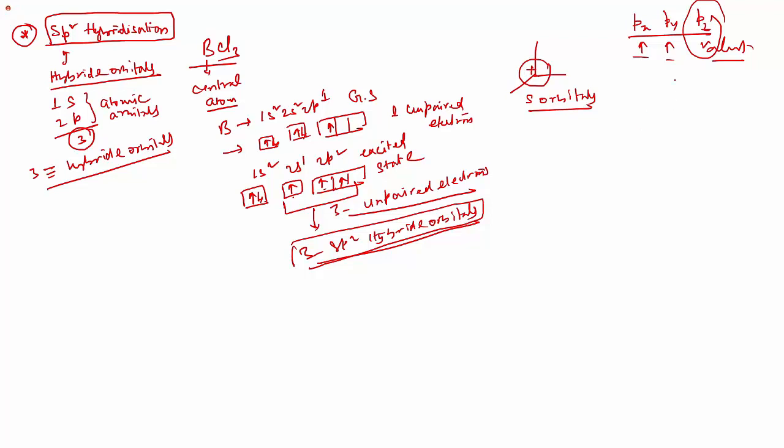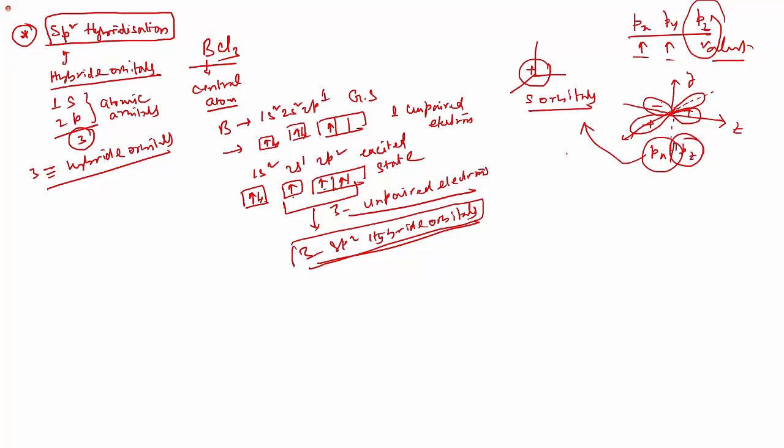So what is happening here? This is the z orbital, suppose. So this is the pz orbital and this is the px orbital. So this is x, and this is y. So suppose these two orbitals are px and pz. These two orbitals are going to hybridize with this s orbital. Okay, then how will it be formed? It looks like that.